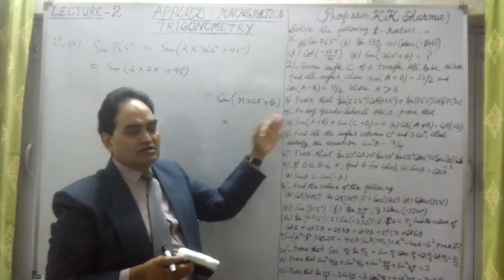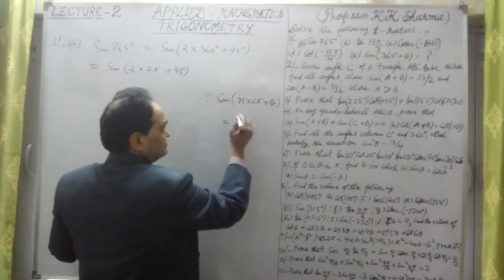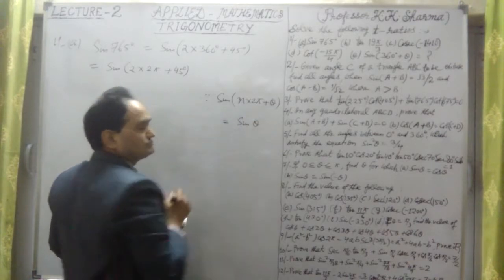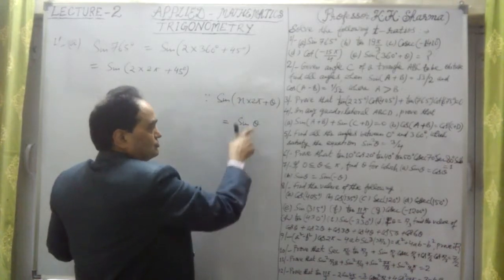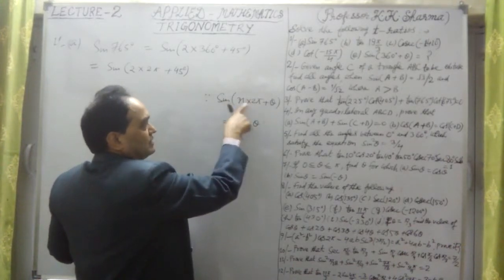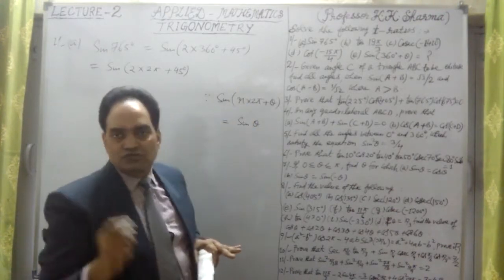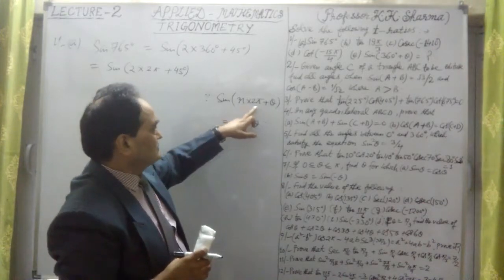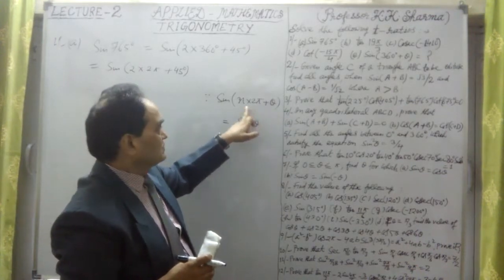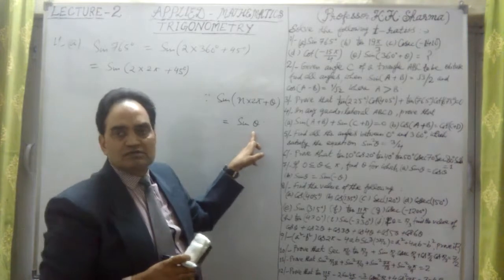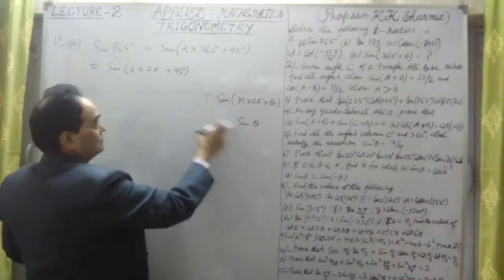All are the same angles, and this is positively in the first quadrant, so it will be sine theta. Similarly, cos of n into 2 pi plus theta equals cos theta, and the same for tan. Here n is the number of times, n equal to 1, 2, 3 and so on, positive integers. So sine of n into 2 pi plus theta equals sine theta. These formulae were described in the first lecture of the series, and the same formula is applied here.